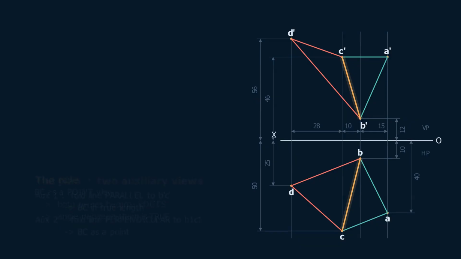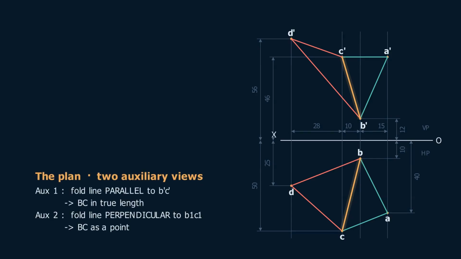BC is an oblique line, it is not true length in the front view or the top view, so we cannot look down it in one jump. It takes 2 auxiliary views. The first one gives us BC in true length. The second, taken looking along that true length, closes it to a point.